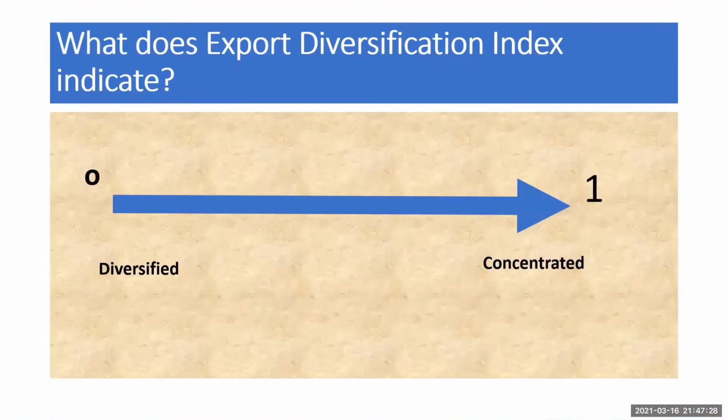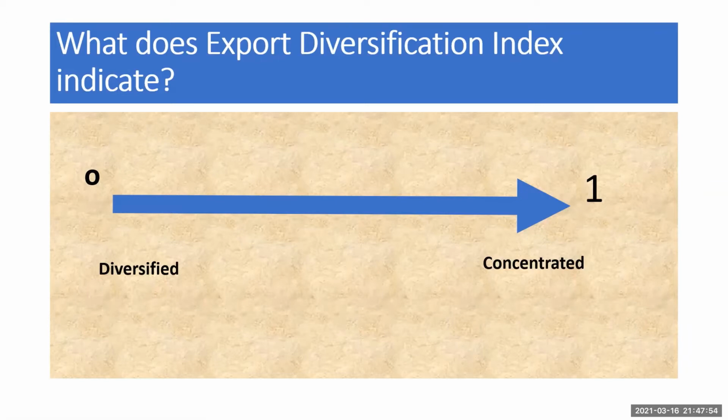The value of Export Diversification Index varies from 0 to 1. A value closer to 0 indicates that the country's export basket is very diversified, which means that products of all kinds are being exported from the country, whereas if the Export Diversification Index is closer to 1, it means that the export basket is very concentrated.